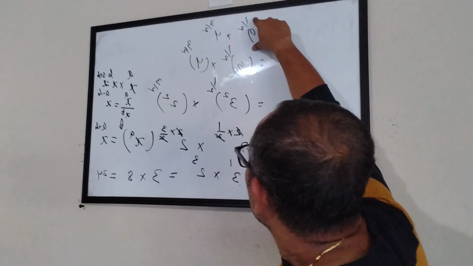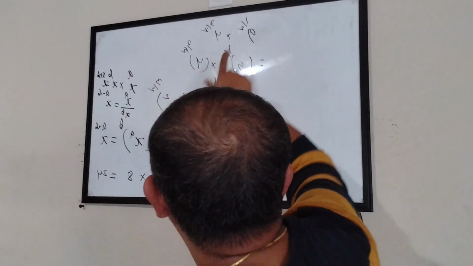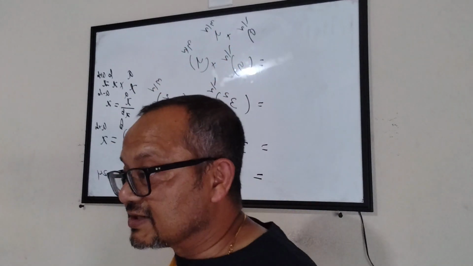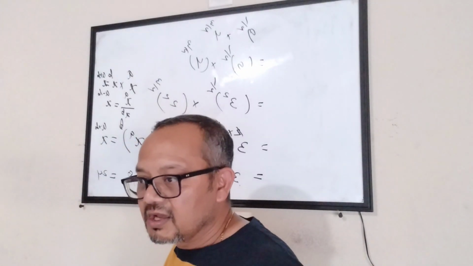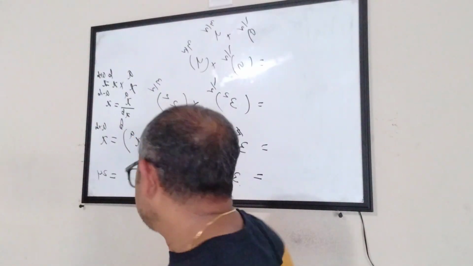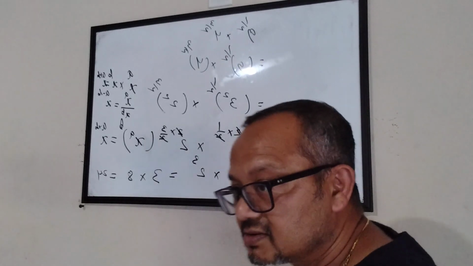So 9 to the power 1 by 2 multiplied by 4 to the power 3 by 2. By looking at this one, I see that this is dealing with rational exponents. And nobody likes rational exponents, trust me. If somebody says, find out 27 to the power 1 by 6. Done.